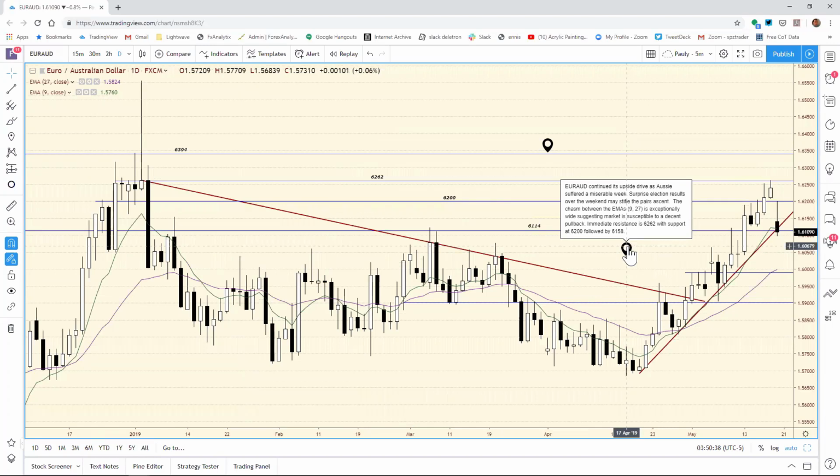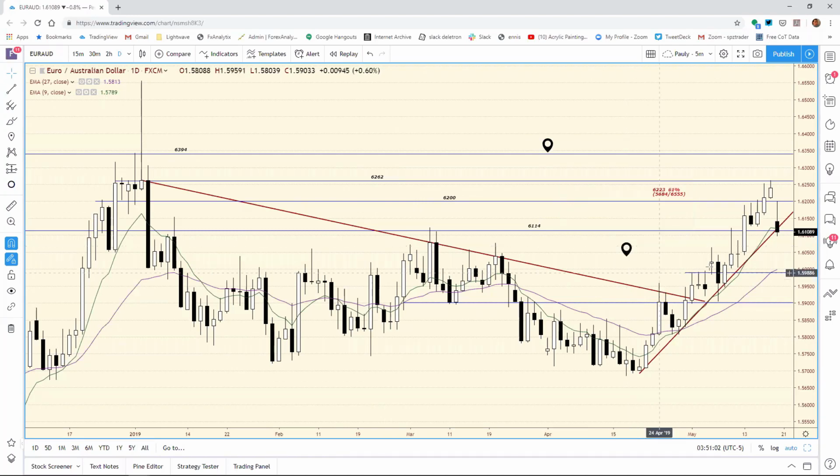Okay, Euro Aussie continued its upside drive as Aussie suffered a miserable week. Surprise election results of the weekend may stifle the pair's ascent. The chasm between the exponential moving averages between the 9 and 27 is exceptionally wide, suggesting the market is susceptible to a decent pullback. Immediate resistance is 62.62 with support at 62 even, followed by 61.58.